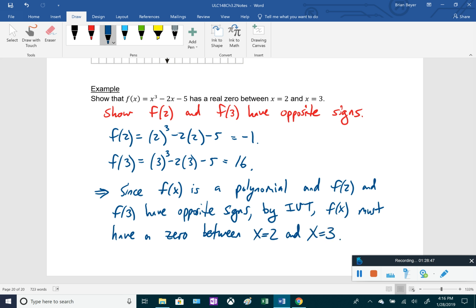Okay, so it's not too bad for those problems. That's pretty much all there is to it. Okay, so long section, but that is all for 3.2.